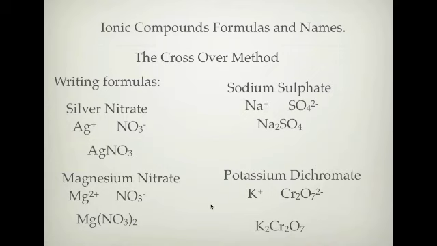You can think about this and think about just how you're going to balance these charges out if you want, but the crossover method is a simple way where you just take however negative you have, and that's how many positive ions you need.